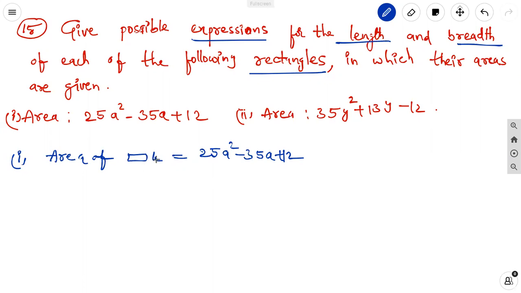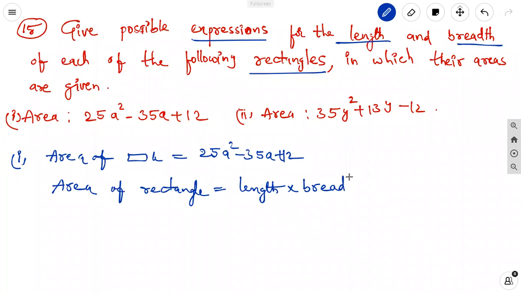Here we know the area of the rectangle formula: area of rectangle equals length and breadth product, length into breadth. That is nothing but we can split into factors. Then one factor is the length and another factor is the breadth.